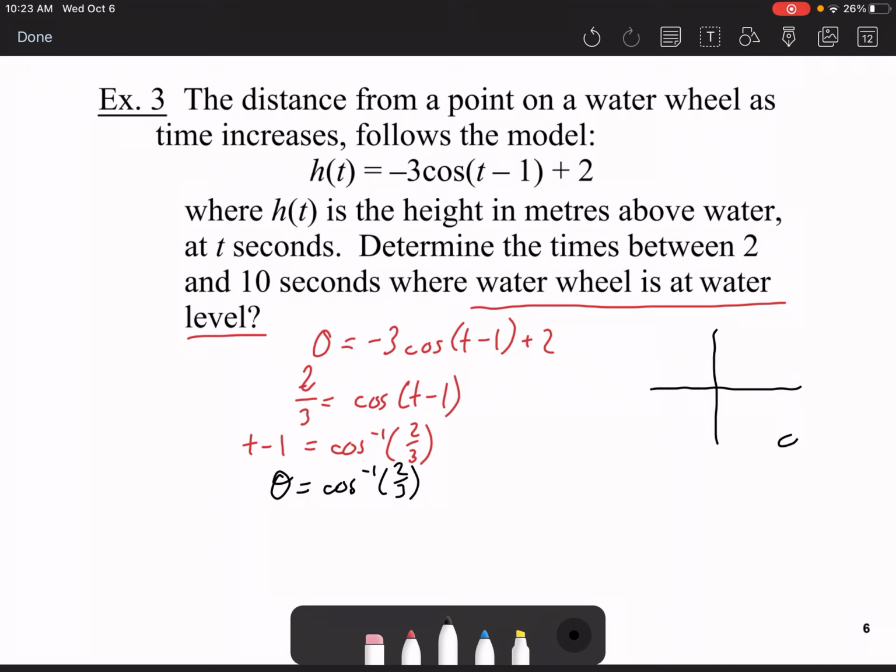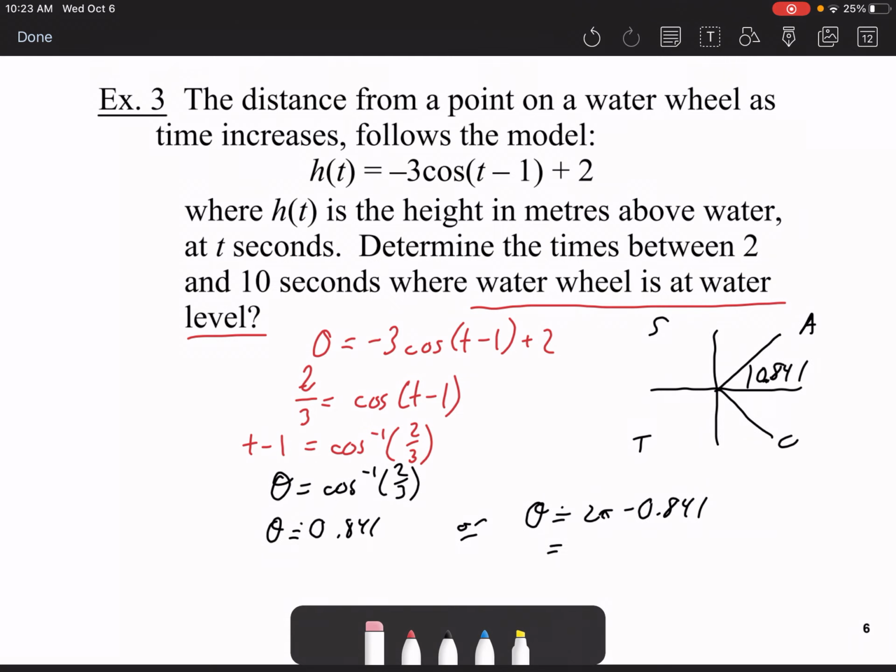So cosine is positive in 2 quadrants. If you take cosine inverse of 2/3, you get 0.841. So one value of theta is 0.841. Another possible value for theta would be 2 pi minus 0.841, which is approximately 5.442. Now remember, these original questions were t minus 1 equals these values. So one possible answer would be 1.841, or another possible answer would be 6.442.